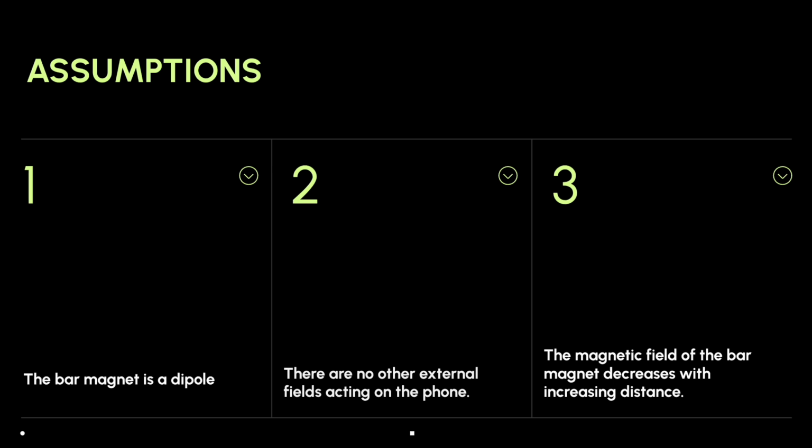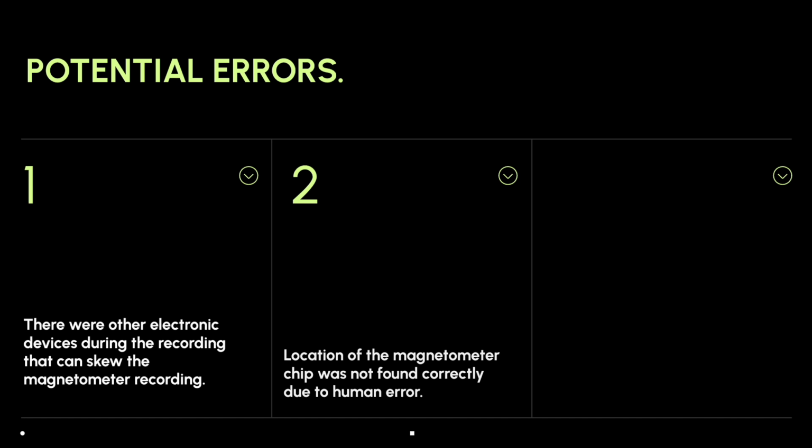So we did make some assumptions in this experiment, which are 1, the bar magnet is a dipole, 2, that there are no other external fields acting on the phone, and 3, the magnetic field of a bar magnet decreases with increasing distance. So this causes some potential errors as well, which for number 1, there were other electronic devices during the recording that can also skew the magnetometer recording, and 2, the location of the magnetometer chip was not found correctly due to human error.